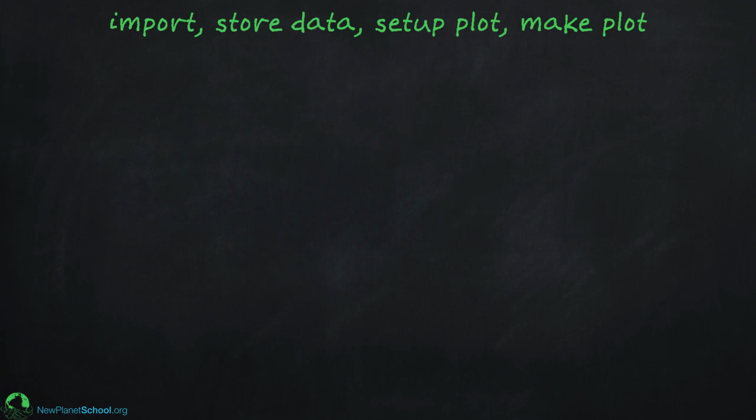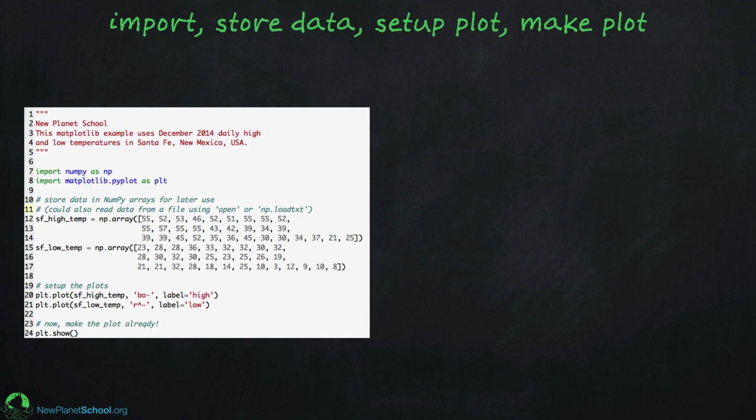Okay, so there's 4 steps to making a plot of that kind of data. And again, this data could be anything you're interested in. It could be from an experiment you did, a lab, a science project, whatever it is. 4 steps. Import the things you need to make your graph, store the data somehow, set the plot up, and then make or render the plot. 4 simple steps. So let's see how that works.